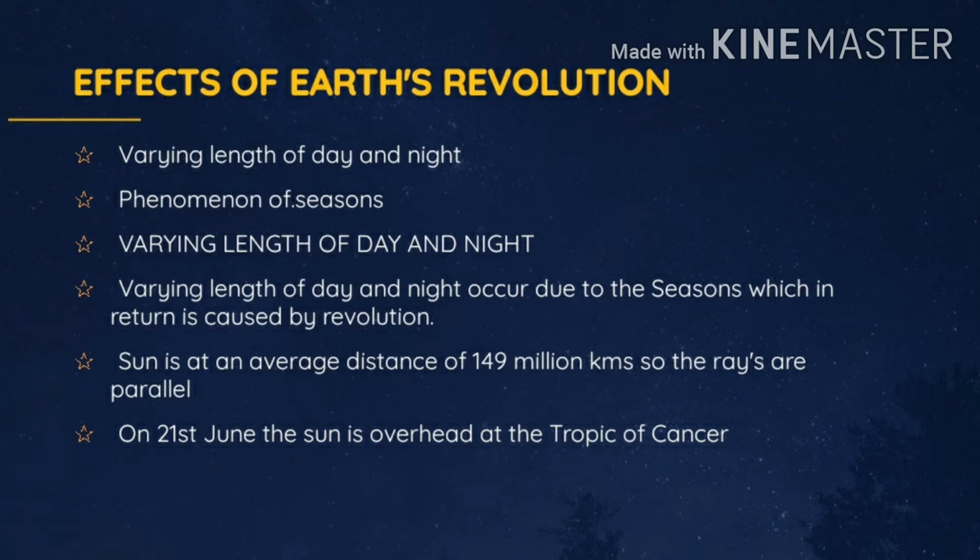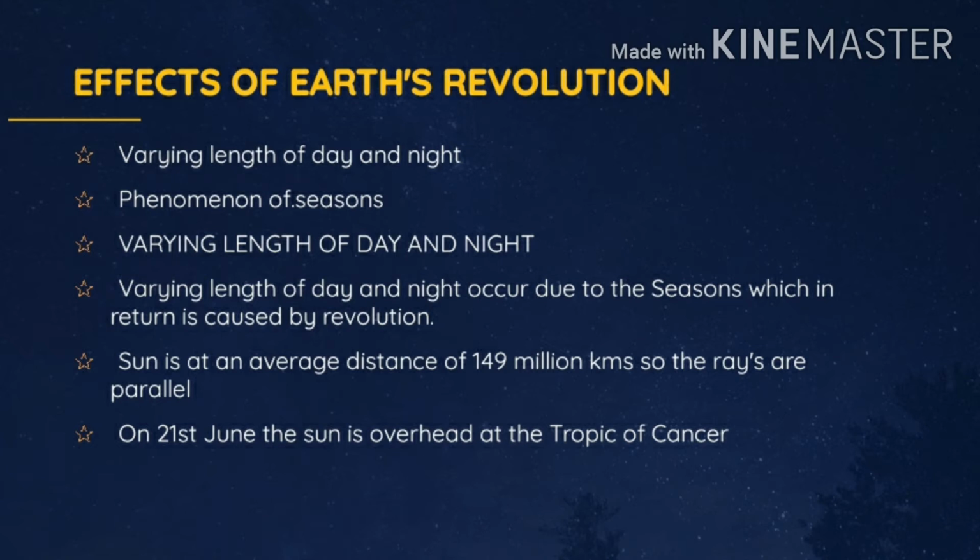And what is the season? Season is the position of the Earth when it is revolving around the sun. So we basically can say that it is the after effect of revolution. So if there was no revolution, season wouldn't have occurred, and if there was no season occurring, then there wouldn't have been difference in the length of day and night in different places of the Earth.